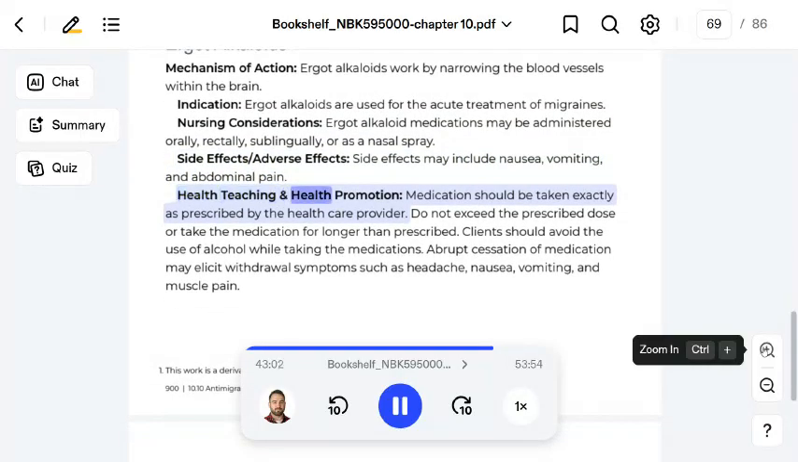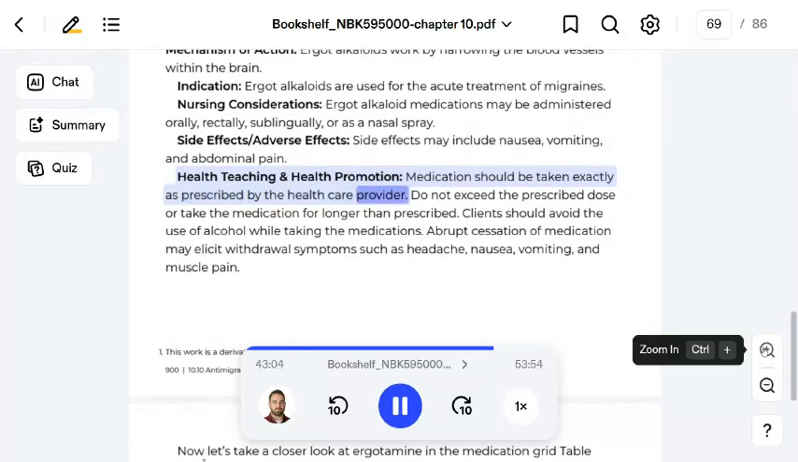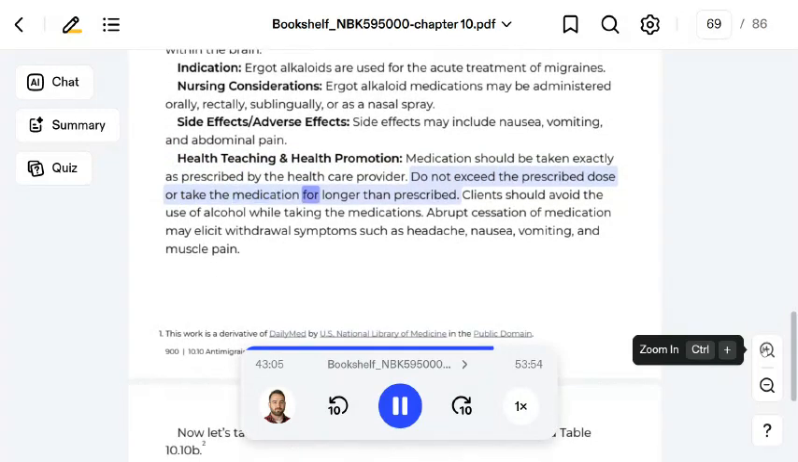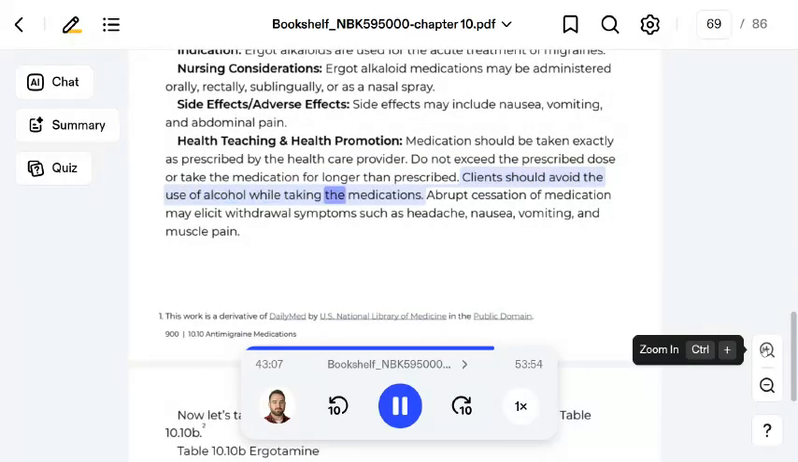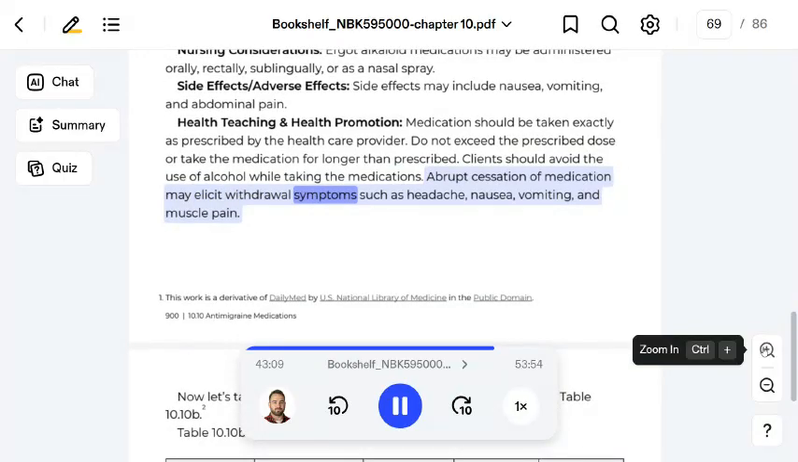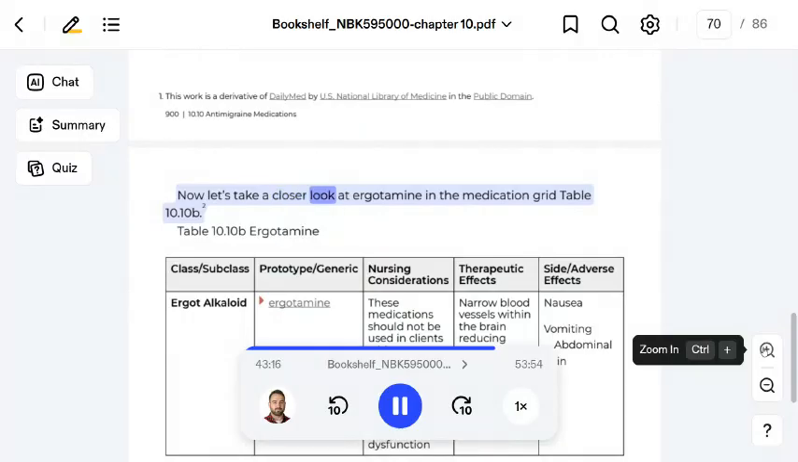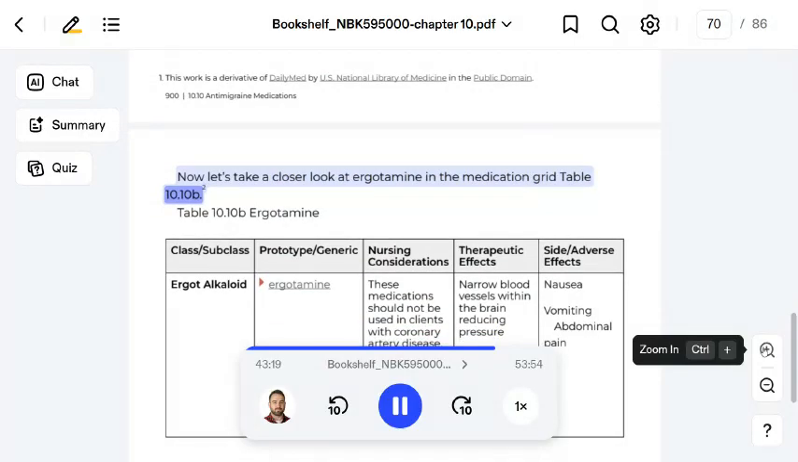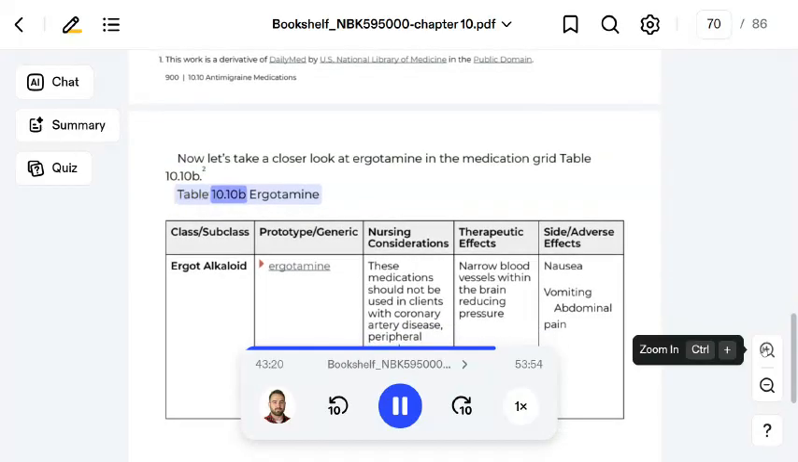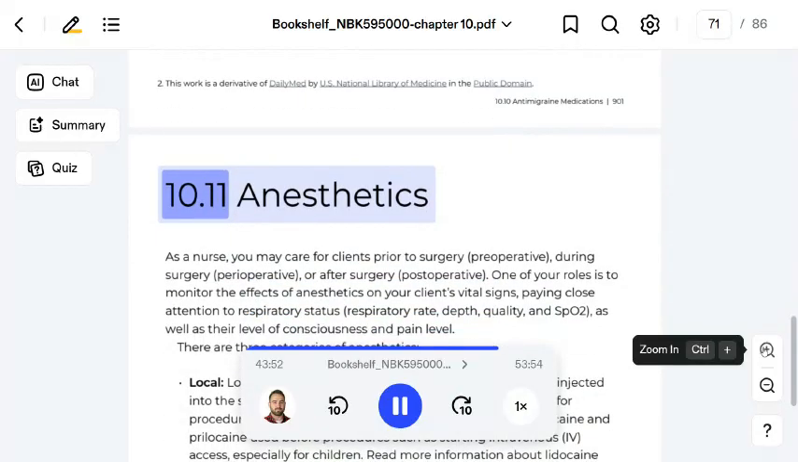Health teaching and health promotion: medication should be taken exactly as prescribed by the healthcare provider. Do not exceed the prescribed dose or take the medication for longer than prescribed. Clients should avoid the use of alcohol while taking the medications. Abrupt cessation of medication may elicit withdrawal symptoms such as headache, nausea, vomiting, and muscle pain. Now let's take a closer look at ergotamine in the medication grid Table 10.10b. Table 10.10b Ergotamine.